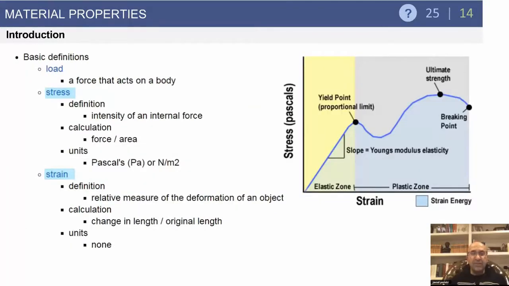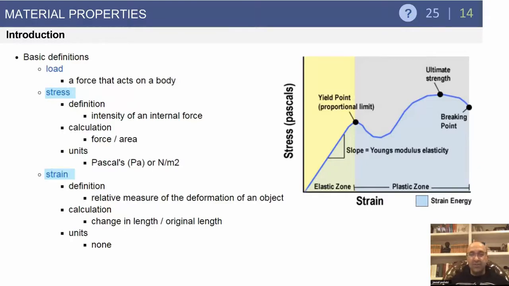So let's talk about some of the commonly asked questions and some of the terminologies. Basically, all you have to do with these is just know their definition. So load is a force that acts on a body. Stress is intensity of an internal force, and it's calculated by force over area. Strain is a relative measure of deformation of an object. It's basically change in length over original length.